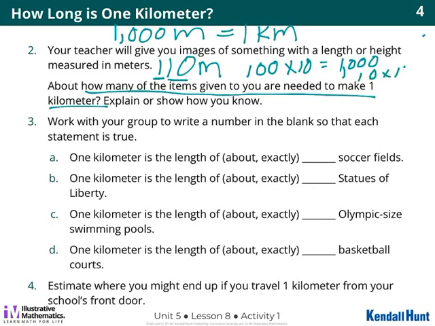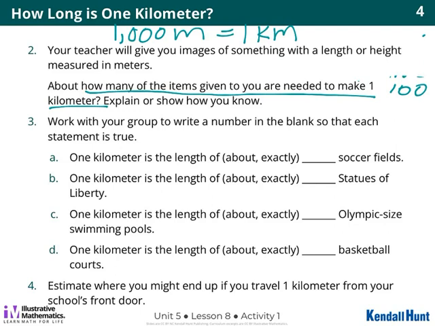Okay, Brayden? I said about 9 because if you did 110 times 9, you'd get 990, which would be closer than 1,100. So about 9 or 10. Would you guys agree? Yeah. I think you could probably say about 9 or 10. I would take either answer.